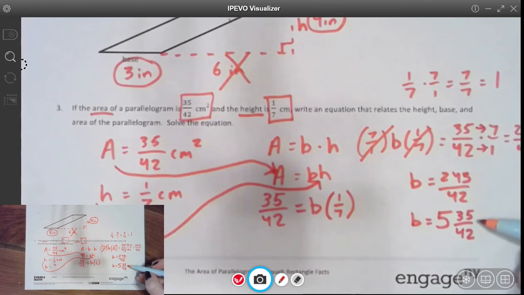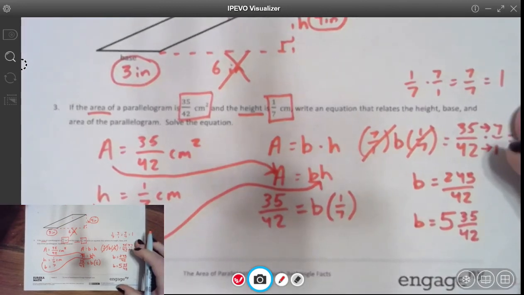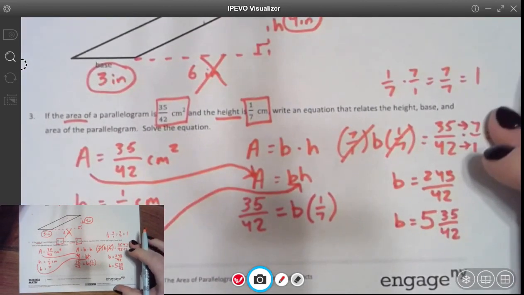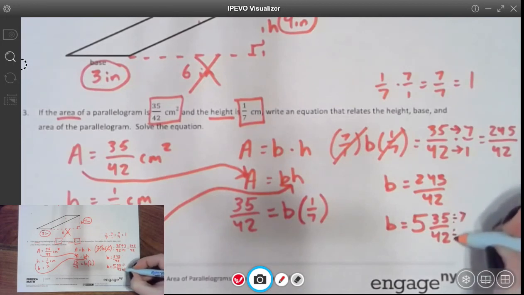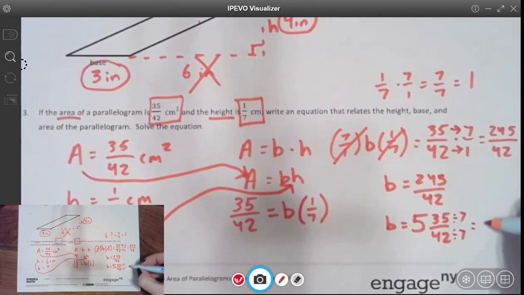Then if we look at this, I can see right away, okay, 35 and 42. I know that 7 goes in evenly to both of those numbers. So I can simplify that fraction. I can divide this by 7, divide this by 7. And I end up with a base of 5 wholes and 5/6 centimeters.